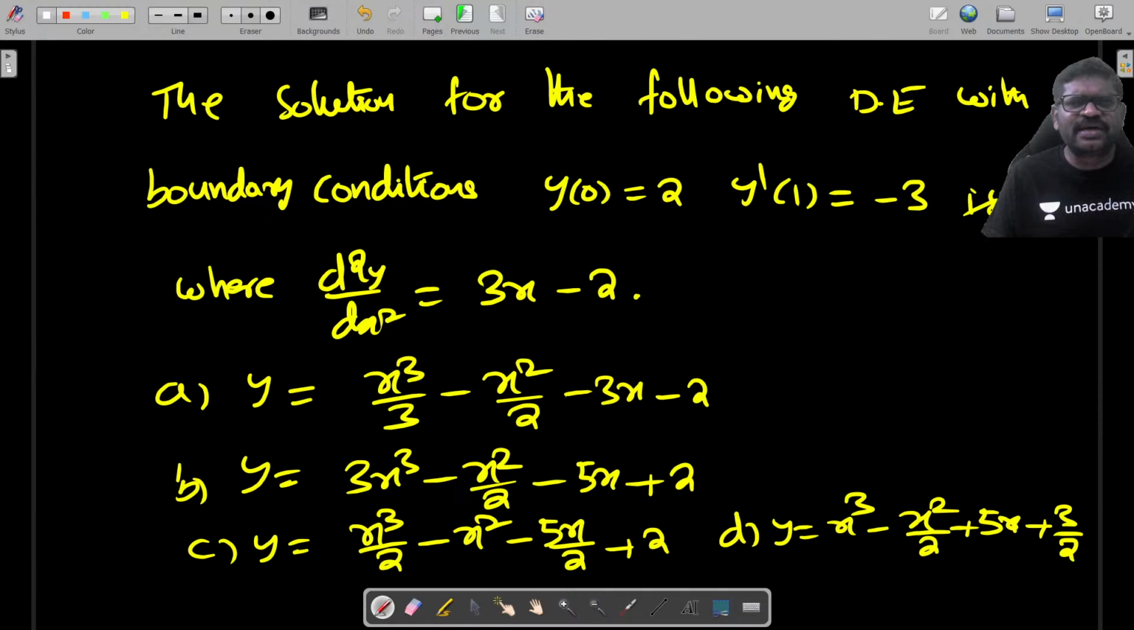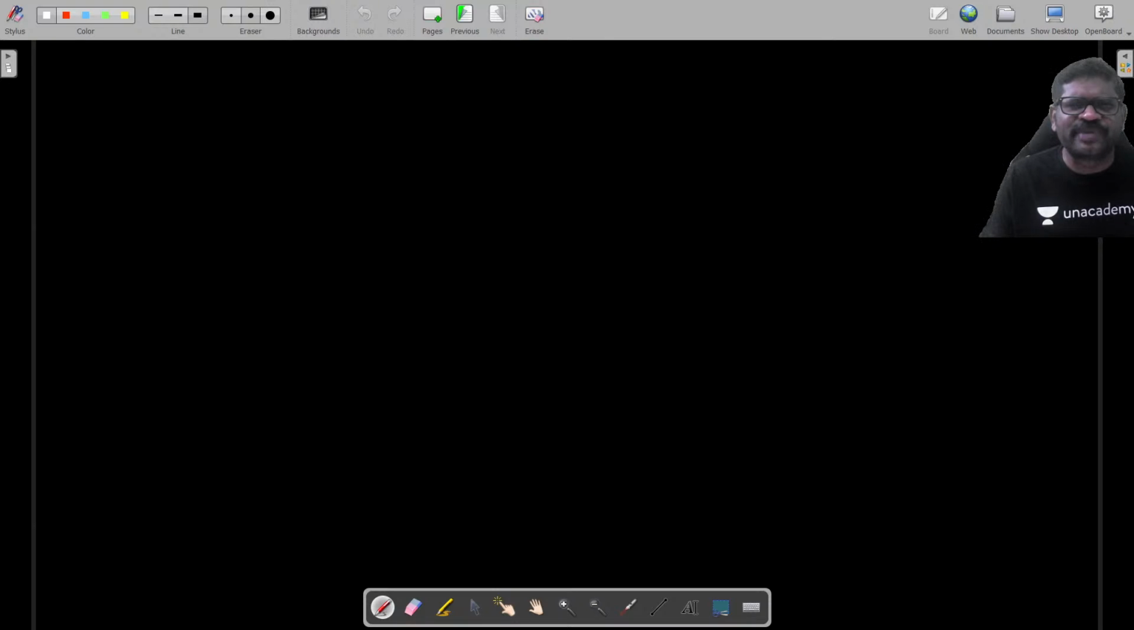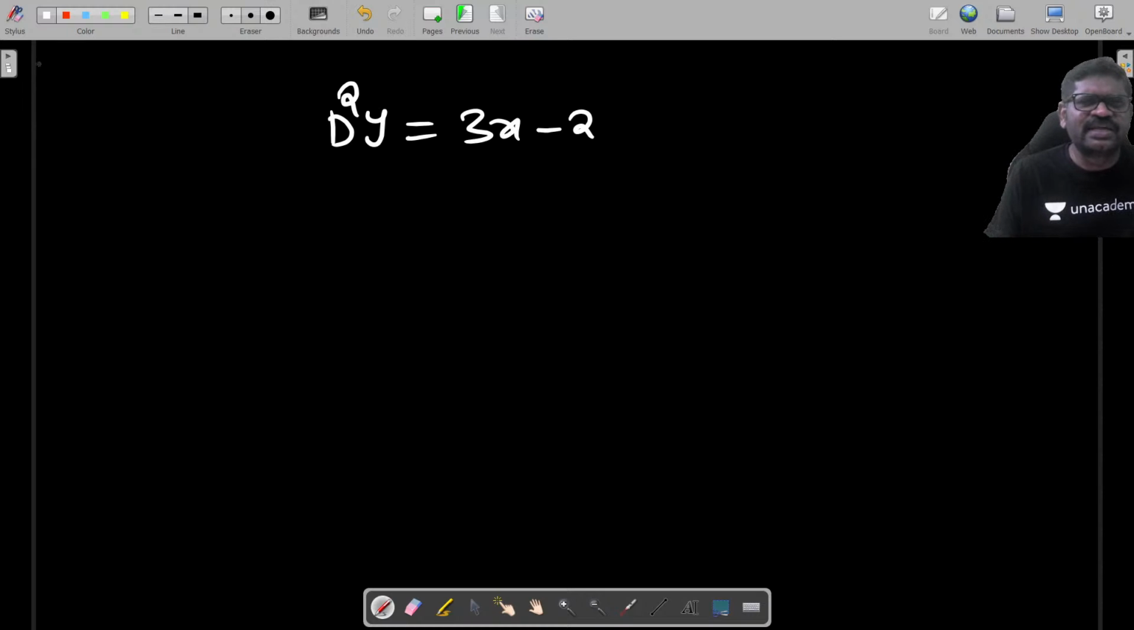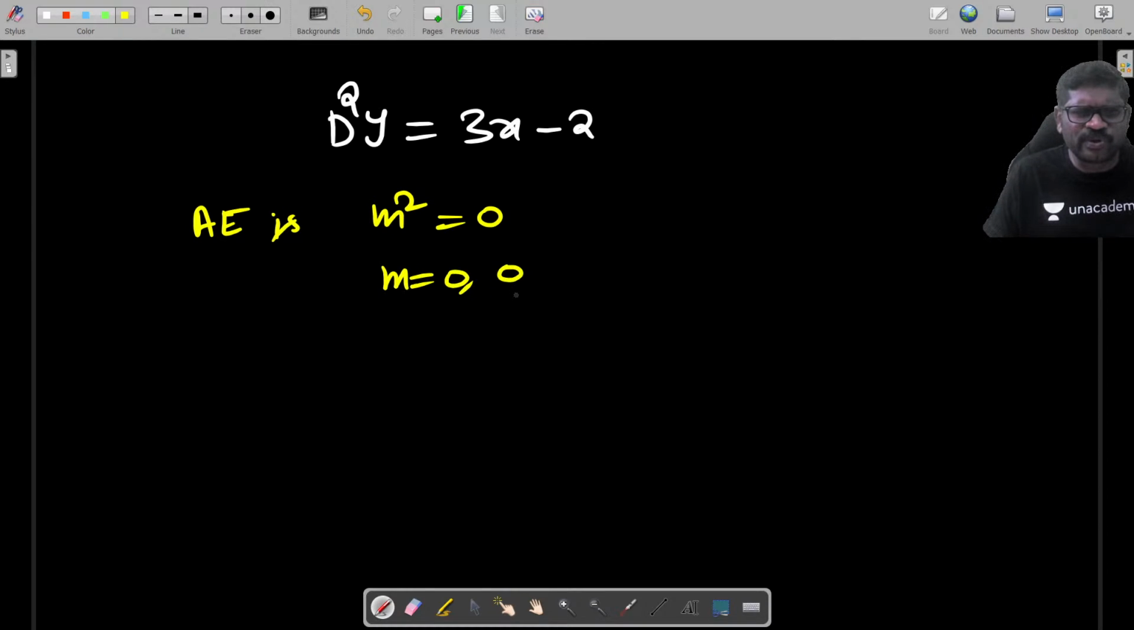Now the given differential equation is D square y equal to 3x minus 2. Therefore the auxiliary equation is m square equal to 0. So m equal to 0, 0. Therefore the complementary function is (c1 plus c2 x) e power 0x.